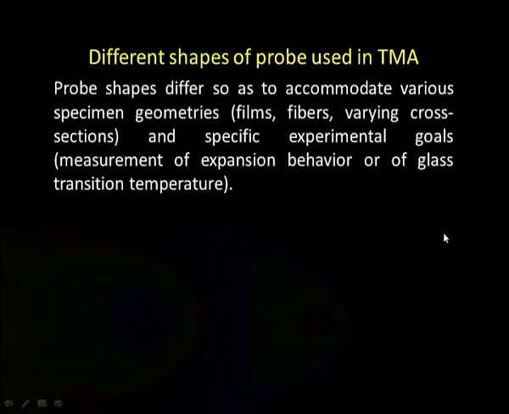Different shapes of probes are used in TMA. The probe's shape differs so as to accommodate various specimen geometries, which may be films, fibers, varying cross sections, and specific experimental goals like measurement of expansion behavior or of glass transition temperature.